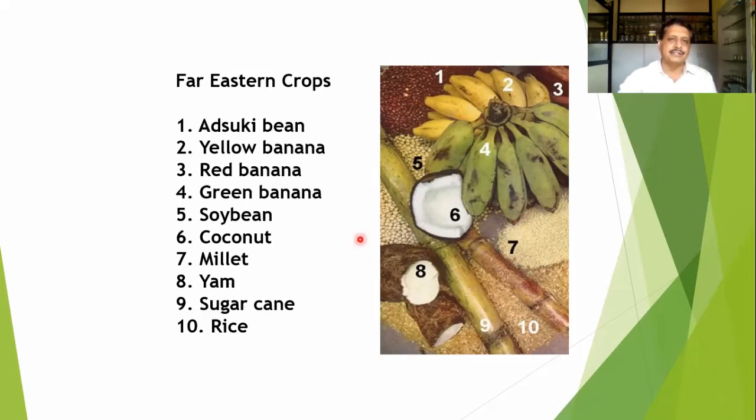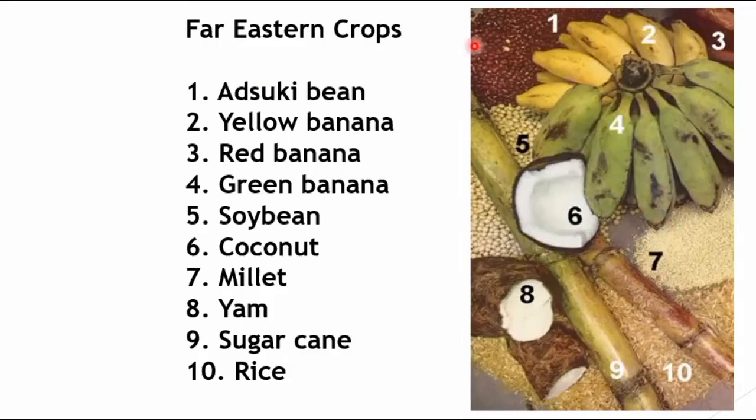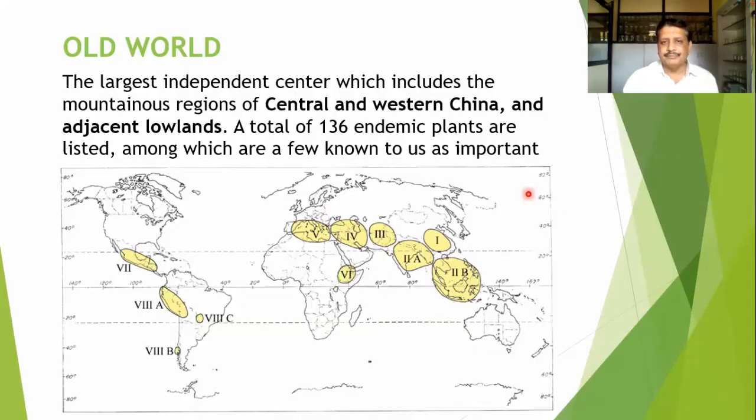It is the far eastern crops. Here in the far eastern crops, we find adzuki beans, yellow bananas, red bananas, green bananas, soybean, coconut, millets, yams, sugarcane, and rice. These have evolved or originated from the far eastern areas. The largest independent center, which includes the mountainous region of central and western China and the adjacent lowlands, is considered in the old world, and it has about 136 endemic plants. They are listed, among which a few are important for us.